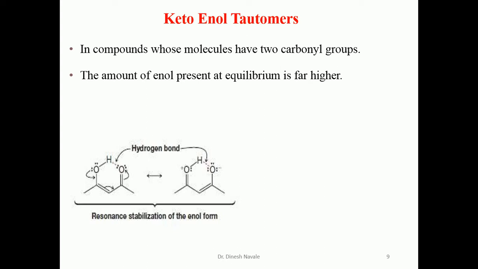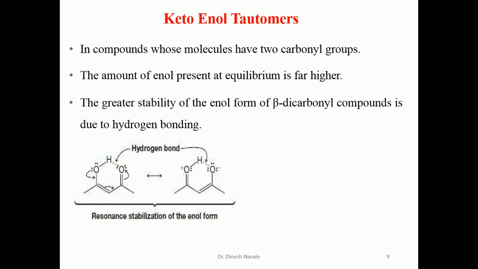We have seen a previous example in which there is one carbonyl group, so there is a formation of enol. But compounds like acetylacetone, diethyl malonate, and ethyl acetoacetate have two carbonyl groups, so the enol content in such compounds is always higher. The greater stability of the enol form of a beta-dicarbonyl compound is due to hydrogen bonding. As we have mentioned, the amount of enol present at equilibrium is far higher.